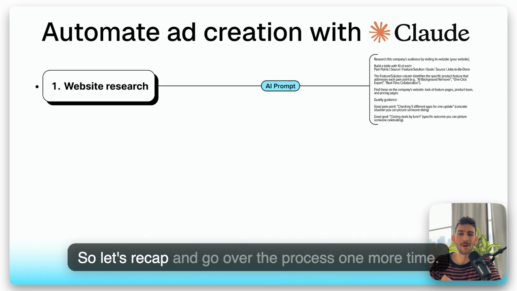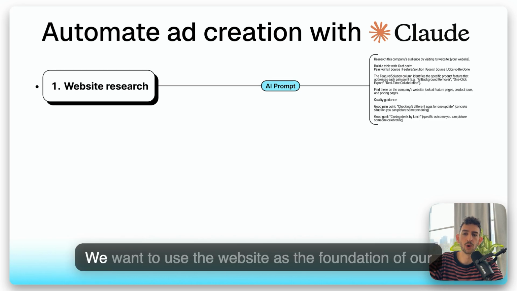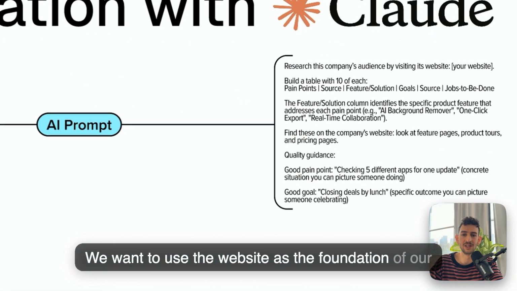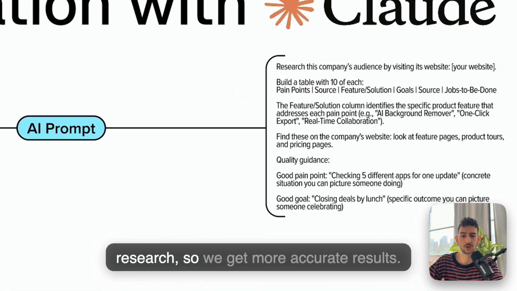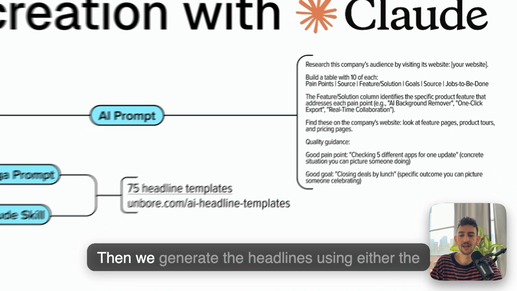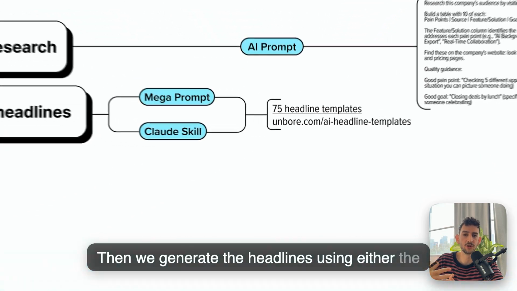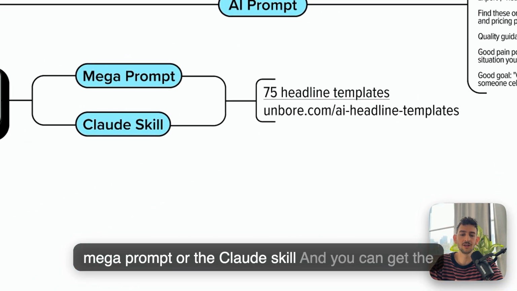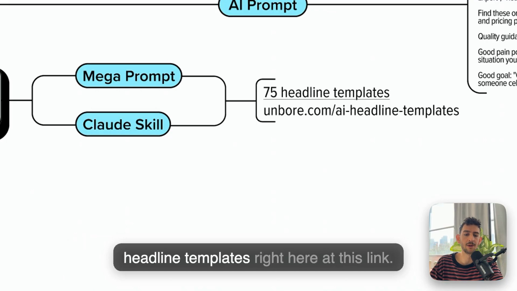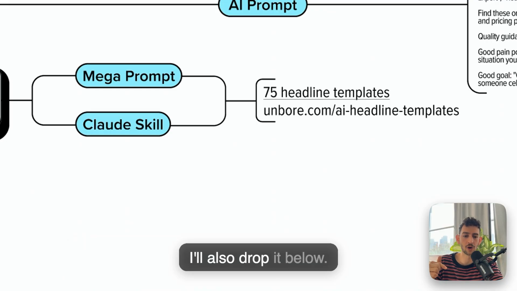So let's recap and go over the process one more time. So we start with website research. We want to use the website as the foundation of our research so we get more accurate results. Then we generate the headlines using either the mega prompt or the Claude skill. And you can get the headline templates right here in this link. I'll also drop it below.